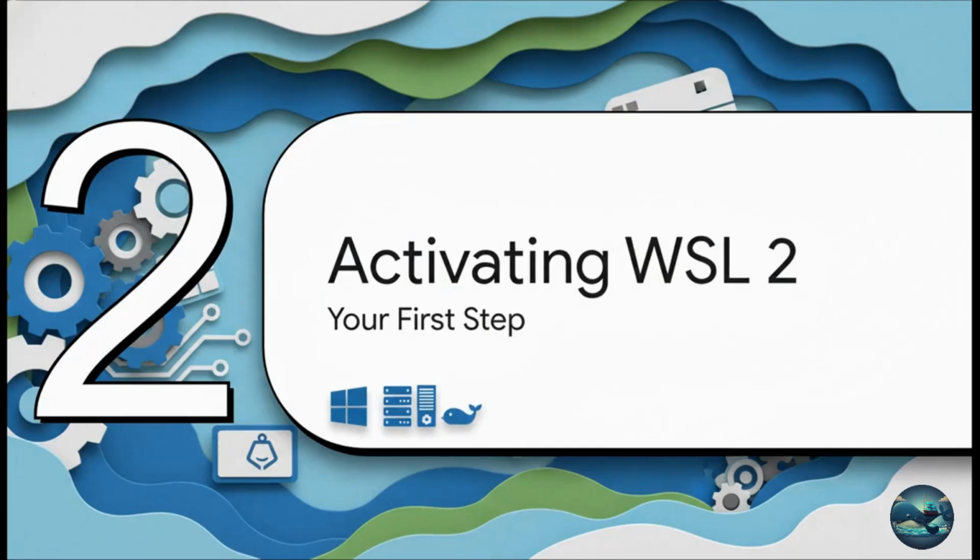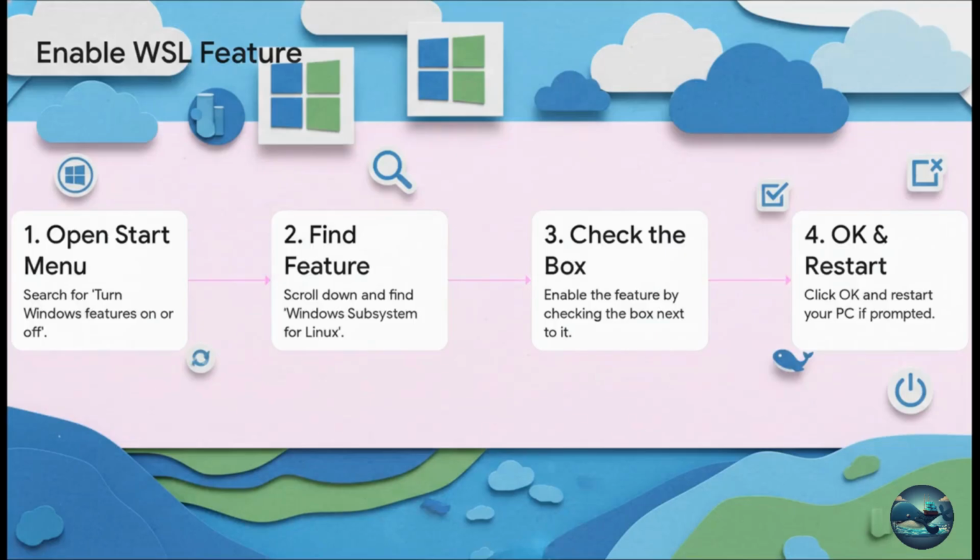All right, enough theory. Let's roll up our sleeves and actually build this thing. The very first step is to make sure the WSL feature is even turned on in Windows. Don't worry, this is just a one-time thing. Just pop open your Start menu and start typing Turn Windows Features On or Off. A little window will pop up. Just scroll down, find Windows Subsystem for Linux, check that box, click OK, and if it asks for a restart, go ahead and do that.